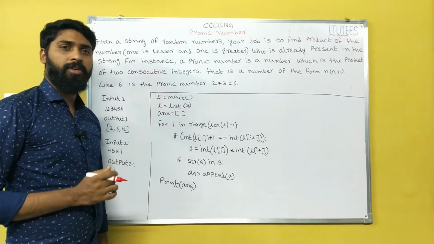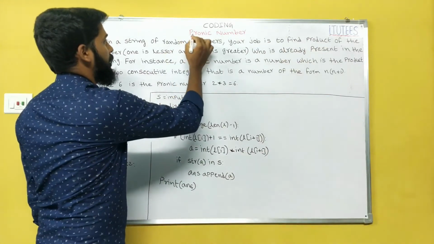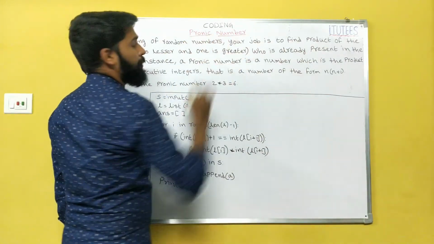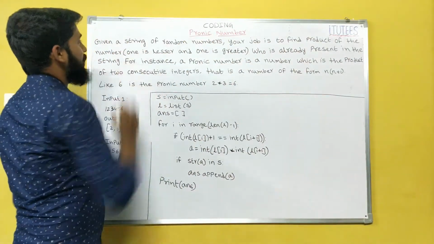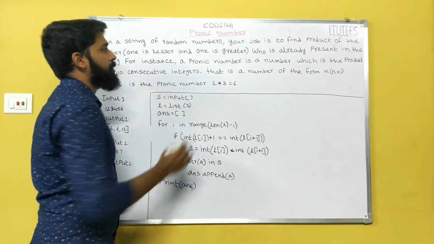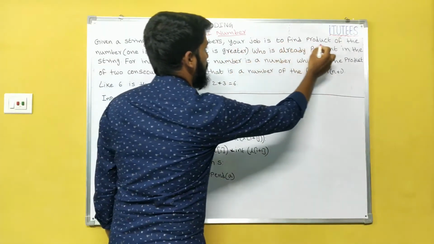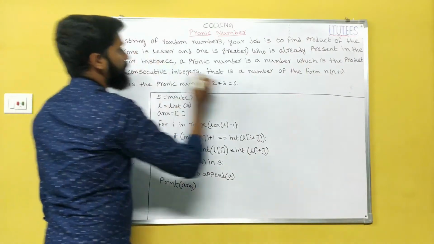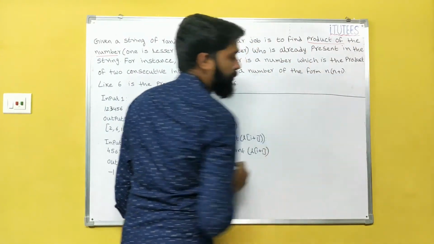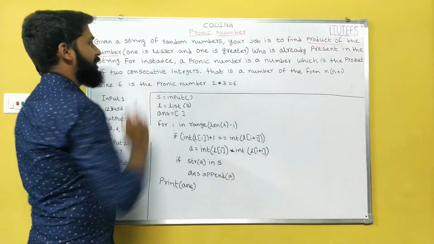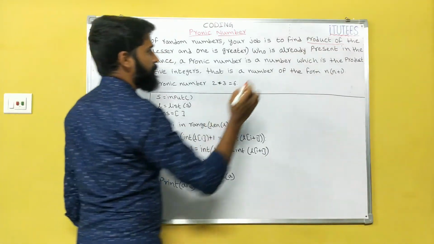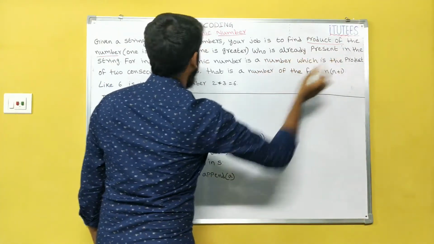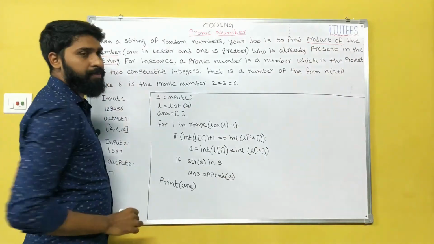In this session, we are going to solve one coding question, Pronic number. Given a string of random numbers, your job is to find the product of the numbers. One is lesser and one is greater, and the product is already present in the string.